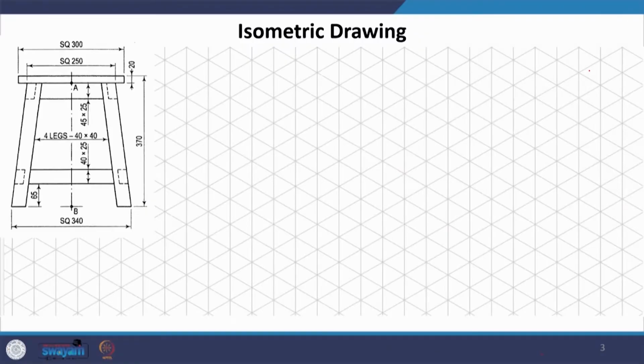Let us take few more examples here. Now, this is a simple stool. Okay. There is no circle, it is all square, but the legs are slightly inclined inside towards the top. So, I will start drawing this one from the top, or I would rather take the squares first. Okay. So, when we do that, I am starting to draw from the top.